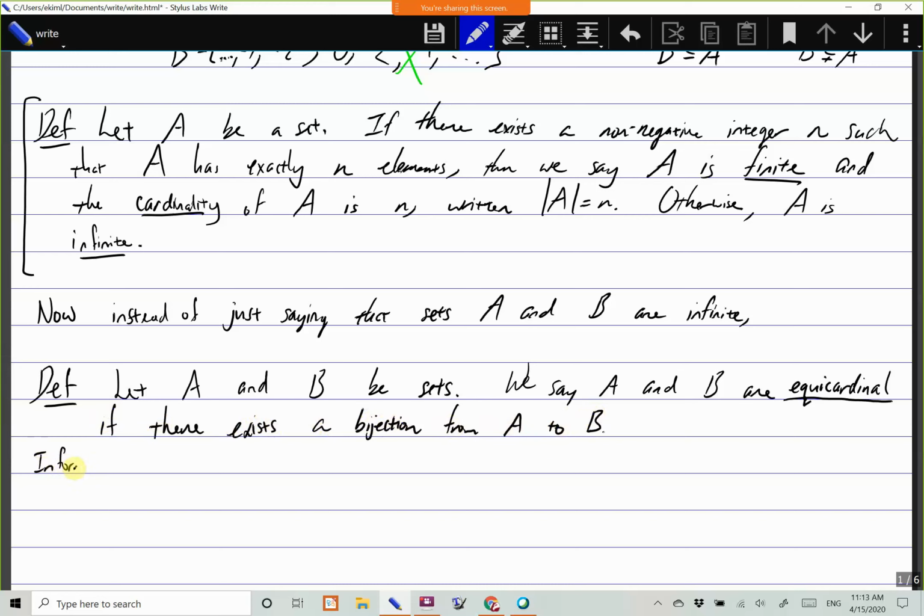Informally, so equicardinal, I'm using this word because you should think of it as kind of an adjective that applies to two sets at a time. But informally, you'll see language like A and B have the same cardinality. So this is a four-word phrase that's meant to capture the same as this one word, equicardinal.